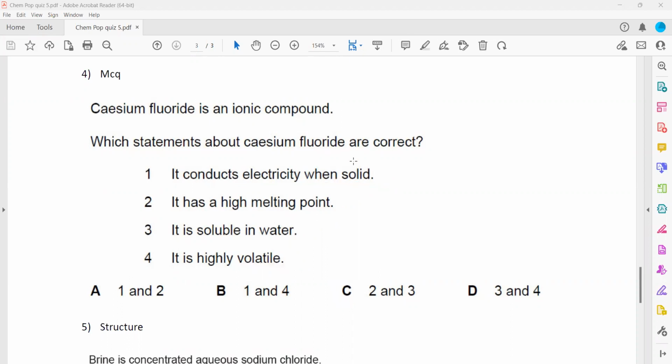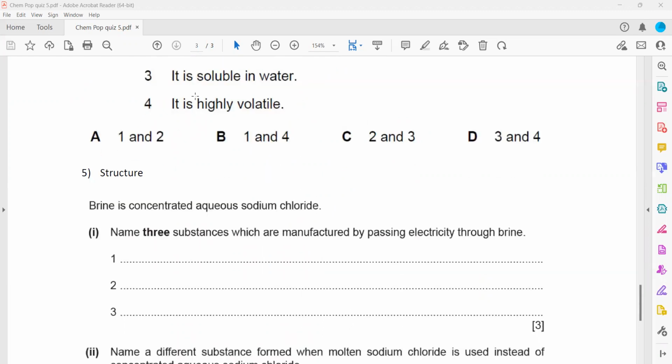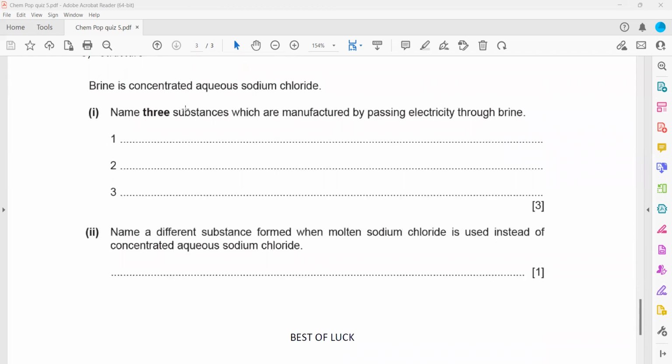Yeah, easily evaporate, you can also say. That is a characteristic of covalent compounds. Simple covalent compounds are volatile as compared to ionic compounds.